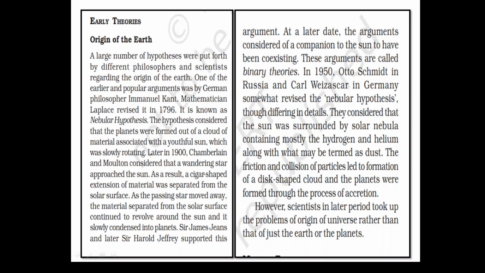1950, Otto Schmidt in Russia and Carl Weizsäcker in Germany somewhat revised the nebular hypothesis, though differing in details. We have seen that the nebular hypothesis was presented earlier, but in 1950 they presented a revised nebular hypothesis with different details. They considered that the sun was surrounded by a solar nebula containing mostly hydrogen and helium, along with what may be termed as dust. The friction and the collision of the particles led to the formation of a disk-shaped cloud, and planets were formed through the process of accretion.